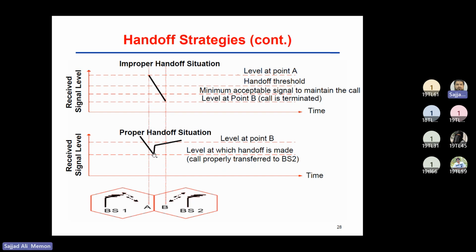So once the resources are assigned, then again the power will increase as the user moves away from base station 1 and towards point B. So at point B, it is now receiving sufficient power from base station 2. So this is called a properly transferred handover.